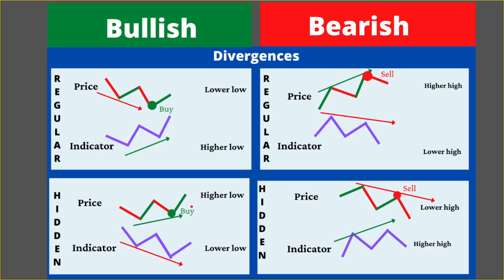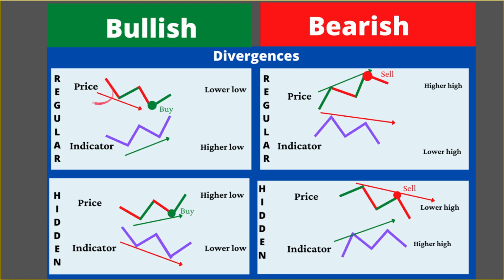So here is our bullish and bearish divergence cheat sheet. There are four main types of divergences: there are regular bullish and bearish divergences, and there are hidden bullish and bearish divergences. We'll go through each one quickly.